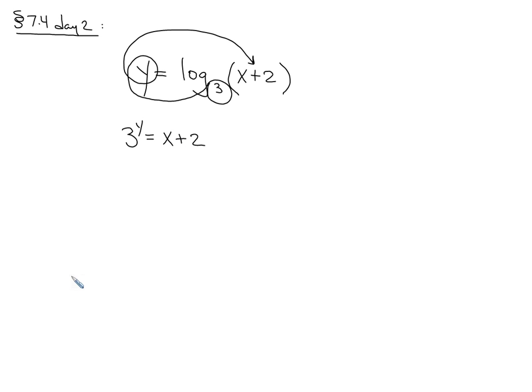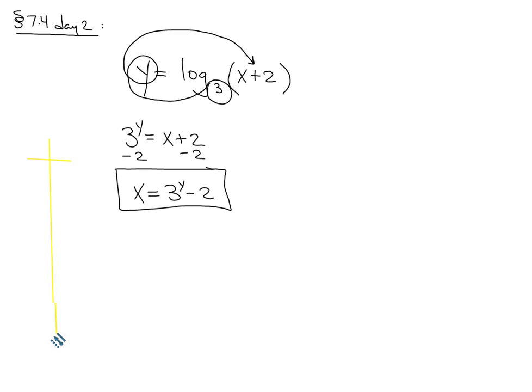And then what do we do? Now we subtract the 2. Now that we broke it out of the parentheses, we get x by itself, and so we end up with, I'm going to reverse the way it's written, x equals 3 to the y minus 2. So this is what we're actually going to graph. So now, we make our t-chart.